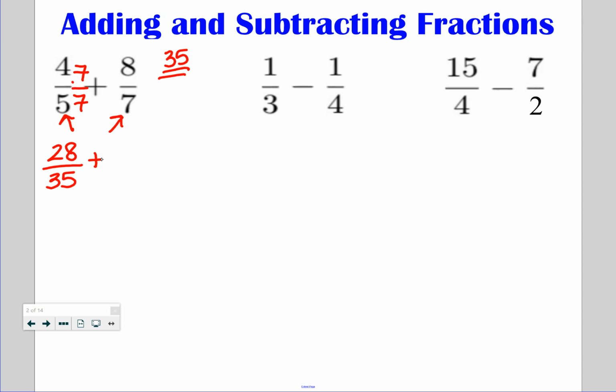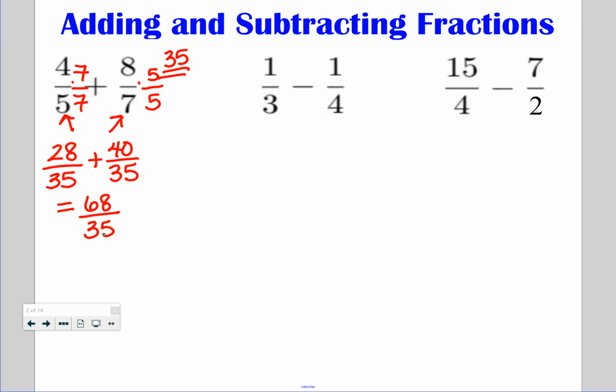Let's do the same thing for the next fraction. I have a 7 in the denominator. If I want a 35, I'm going to multiply by 5 over 5. If I multiply my numerators, 8 times 5, I get 40. If I multiply my denominator, 7 times 5, I get 35. Add my numerators together, 28 and 40. I get 68, and my denominator remains the same. That's because if I have 28 35ths plus 40 35ths, in total I have 68 35ths.